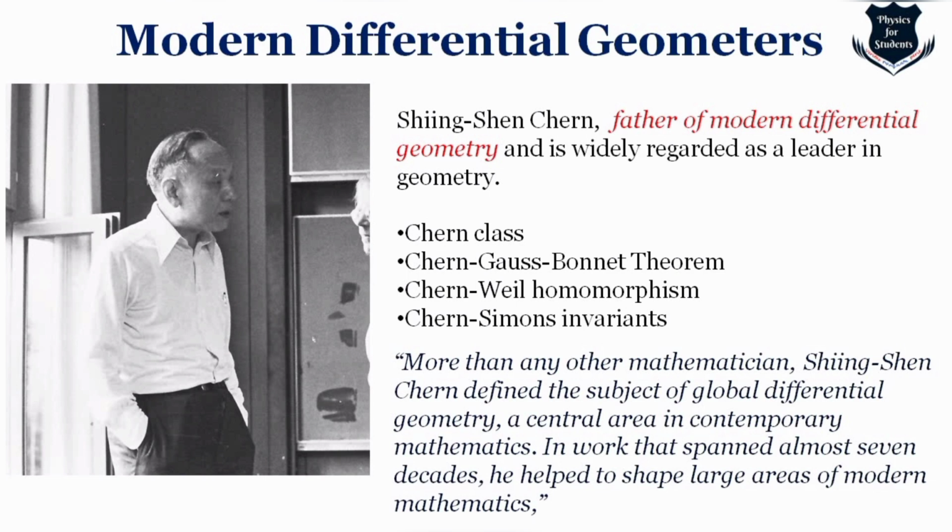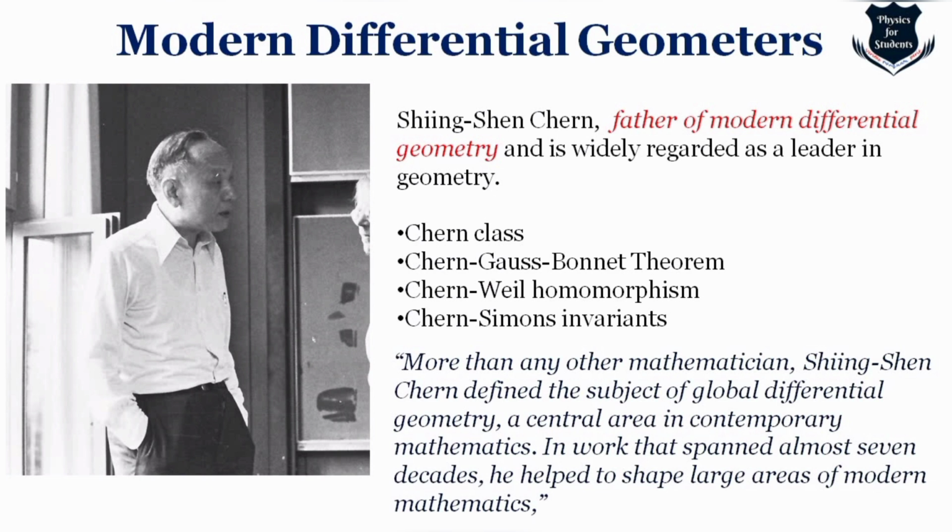He worked for a long time at the Institute for Advanced Study at Princeton, where he met Phillip Griffiths, the then director of the IAS, who wrote, "More than any other mathematician, Shiing-Shen Chern defined the subject of global differential geometry, a central area in contemporary mathematics. His work spanned almost 7 decades and he helped to shape large areas of modern mathematics."